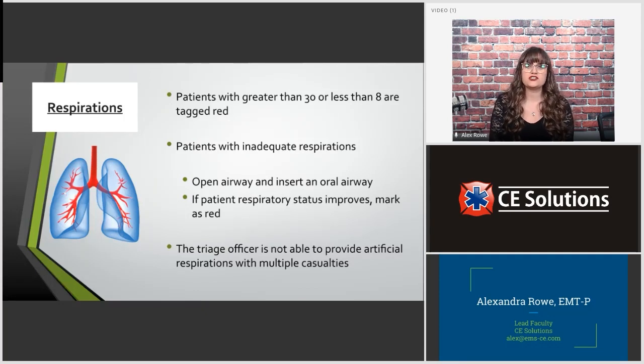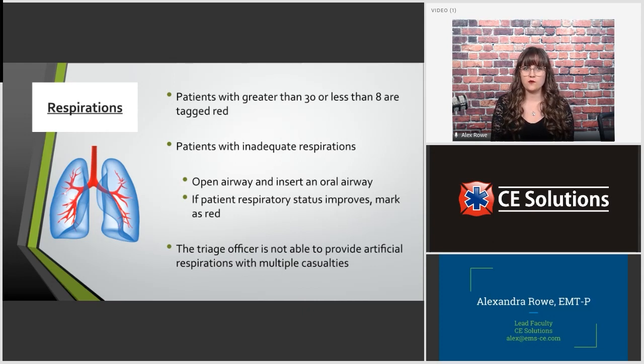Respirations. For those patients who do not start breathing after simple airway maneuvers, again, those are going to be, unfortunately, categorized under the black tag. Now, those that we are looking for that we can use our resources to treat, patients with a respiratory rate greater than 30 or less than 8, because you're going to end up tagging them as immediate. Patients with inadequate respirations, that means maybe too shallow, too deep, and then, of course, too slow or too fast.